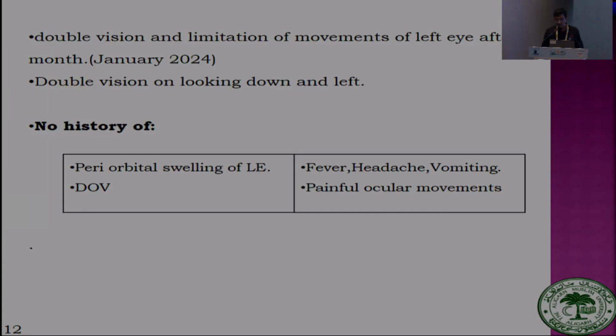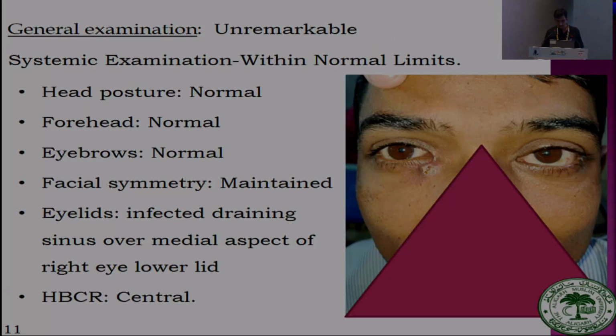He came with complaint of double vision and limitation of movements 1 month later, in January 2024, which was more on looking down and left. There was no history of periorbital swelling in the left eye, diminution of vision, fever, headache, vomiting or painful ocular movements. General and systemic examinations were unremarkable, with normal head posture and facial symmetry maintained. We could appreciate an infected draining sinus over the medial aspect of the right eye lower lid, and HBCR was central.